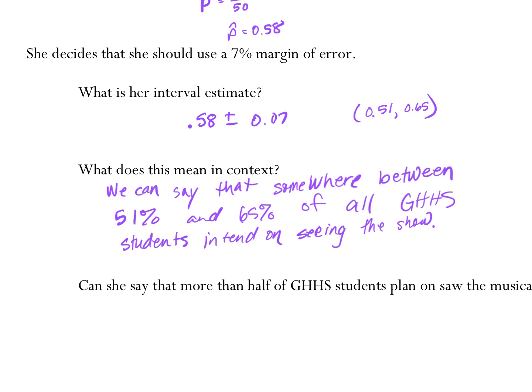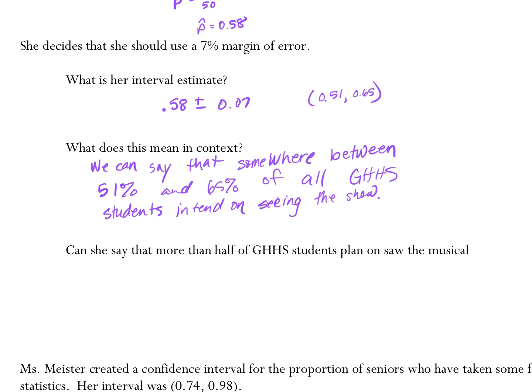What do you guys think? Does this make some sense? Yes. All right. Can I then say more than half of the students? Yes. Why? 51 is more than half. Okay. I'm going to say that slightly differently. The entire interval is more than 50%.